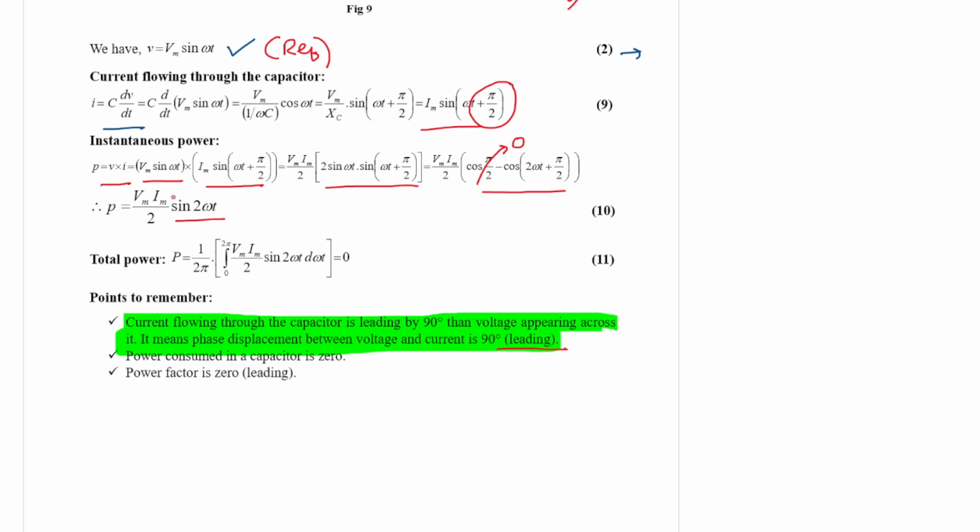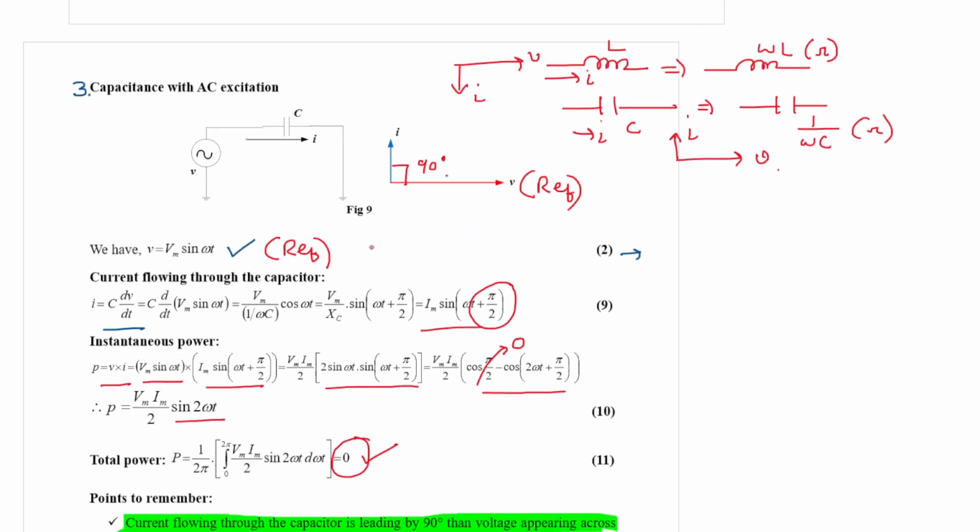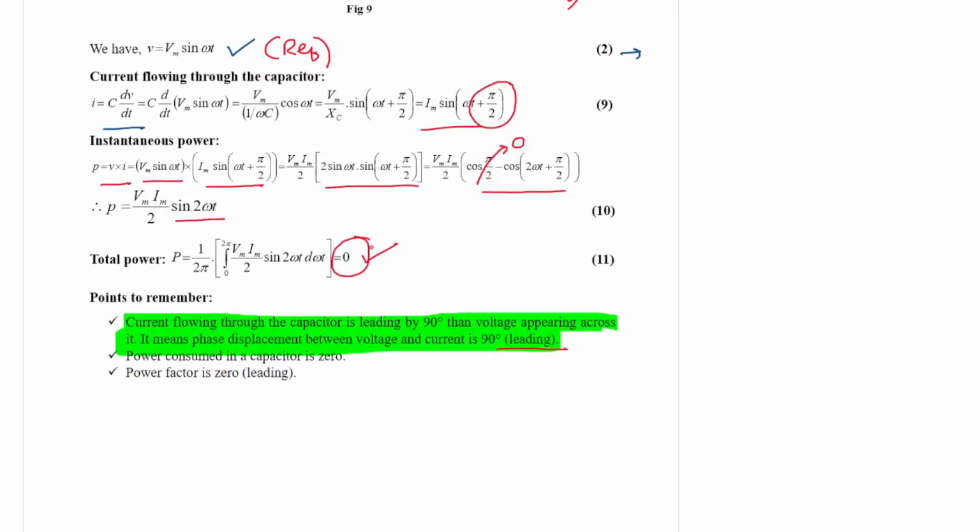Since there is only a sin term, it is expected that total power over a complete cycle is 0, which was already discussed previously, that is, power dissipated in the capacitor is also 0. So this is the similarity between inductor and capacitor. The active power dissipation is always 0 in case of an inductor and capacitor. So the power consumption is always 0. Power factor is 0. In this case, it is leading because current is leading.